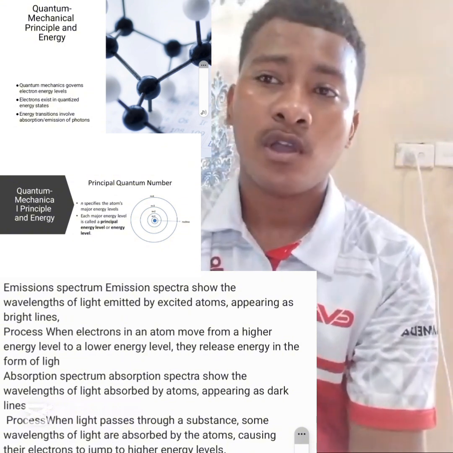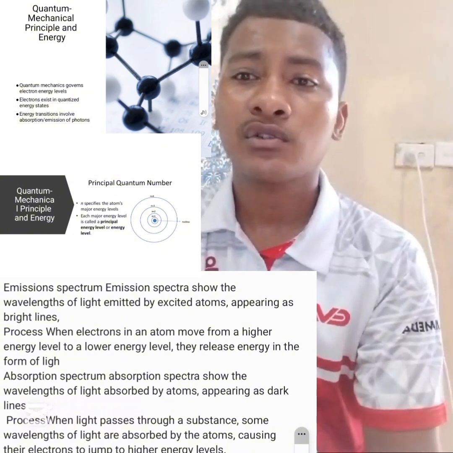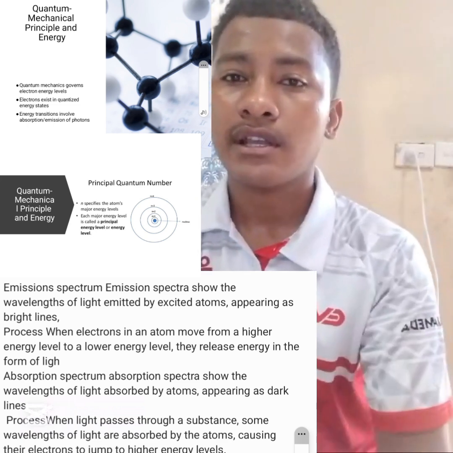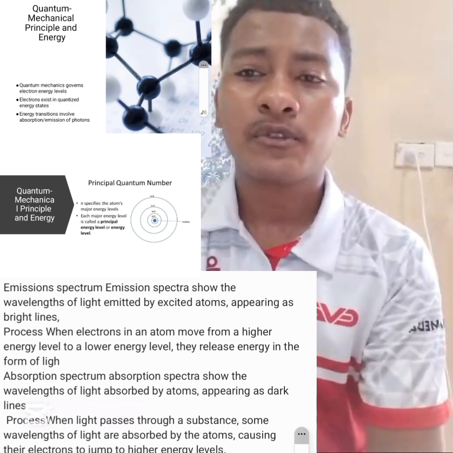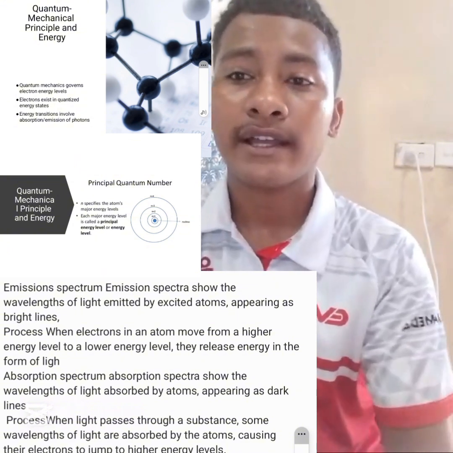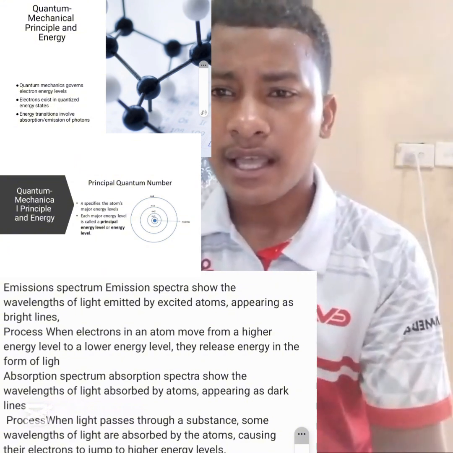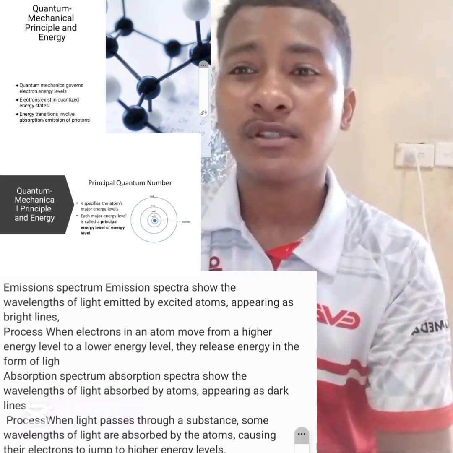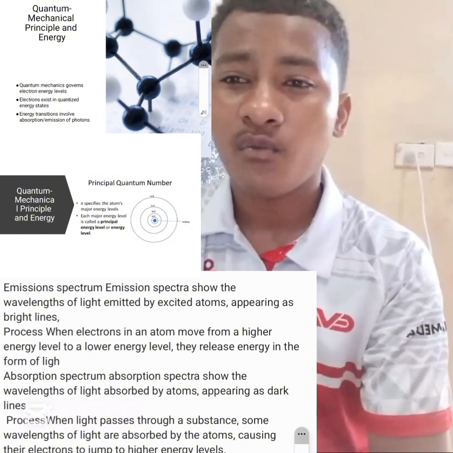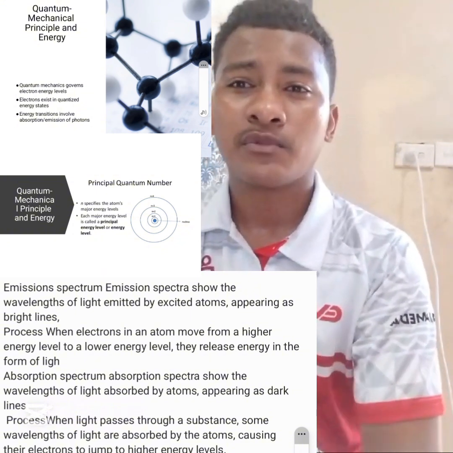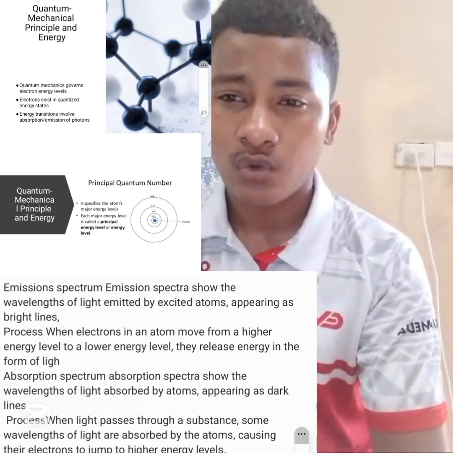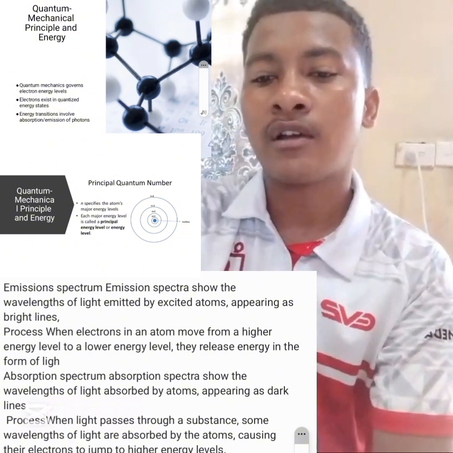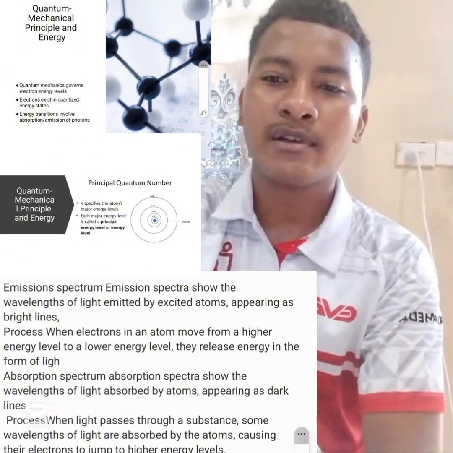The process of emission spectrum: when an electron in an atom moves from a high energy level to a low energy level, it releases energy in the form of light. Absorption spectrum shows the wavelength of light absorbed by atom appearing as dark lines. The process of absorption: when light passes through a substance, some wavelengths of light are absorbed by the atom, causing the electron to jump to a high energy level. Thank you. I now give this time to my next member.